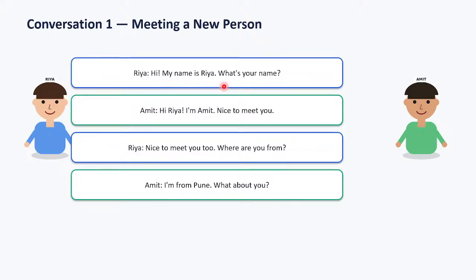Hi, my name is Ria. What's your name? Amit will say, hi Ria, I'm Amit. Nice to meet you. Ria, nice to meet you too. Where are you from? Correct? Then what will Amit say? Amit will say, I'm from Pune. What about you? So this is the conversation between the two persons whenever they are meeting each other.